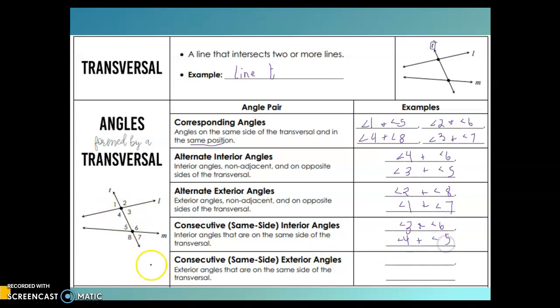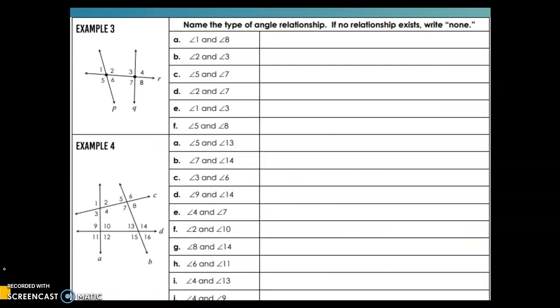For consecutive exterior angles, again, 1 and 2 and 8 and 7 are exterior, above and below the lines that are being intersected. I've got 2 and 7, both on the left side. So that's our consecutive exterior angles. And 1 and 8. Angle 1 and angle 8. Consecutive or same side exterior angles.